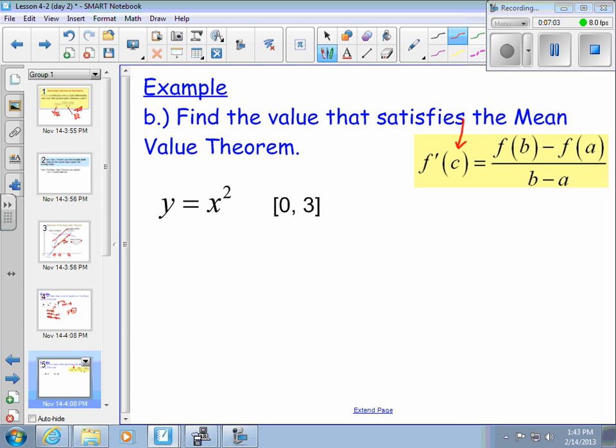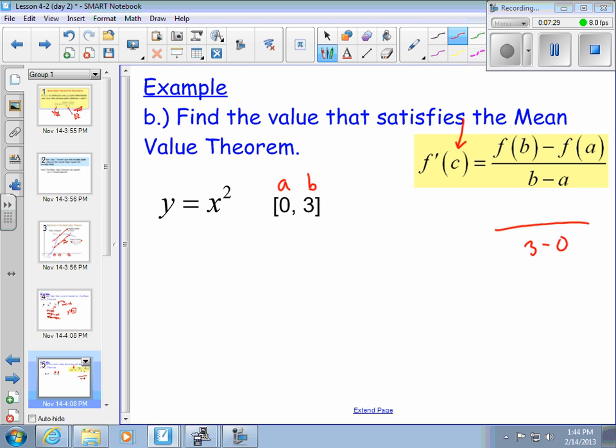All right, so first thing we've got to do is plug in what we know in this equation. A and B in this equation are the endpoints of our interval. So A is going to be 0, B is going to be 3. On the bottom we have 3 minus 0. On the top, what is the function at B, and what's the function at A? That should be easy to figure out.